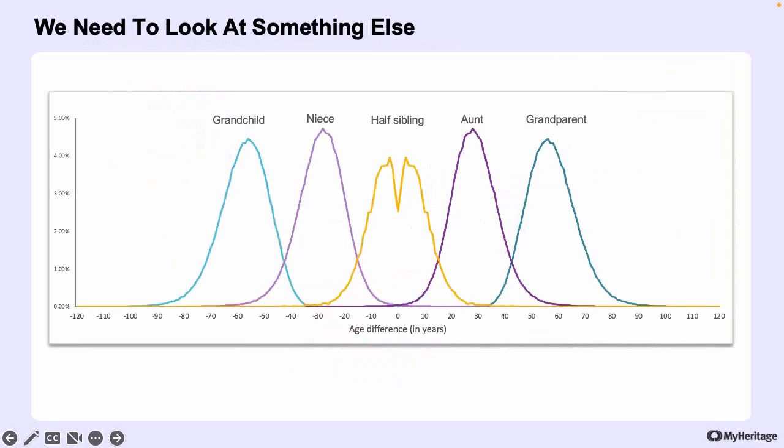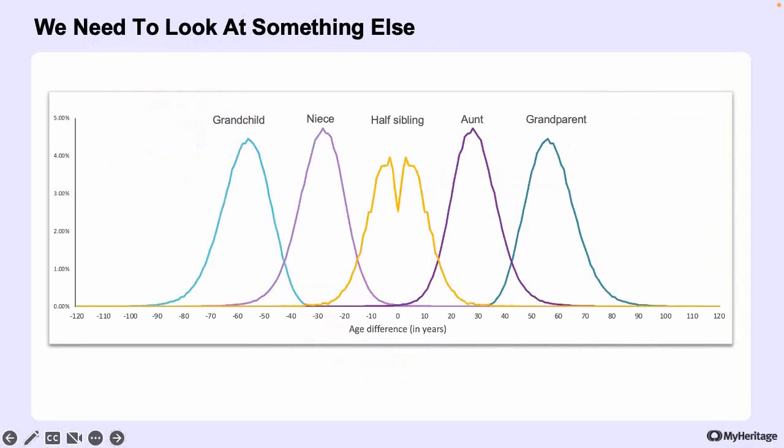And they actually looked at the average age difference in each type of relationship. So we look at people that we know for sure are grandparent and grandchild, same for aunt and niece, and same for half siblings. Now, if we just look at the amount of shared DNA, they all look pretty much the same. We cannot tell. But once they draw the age difference, you can see there are differences.